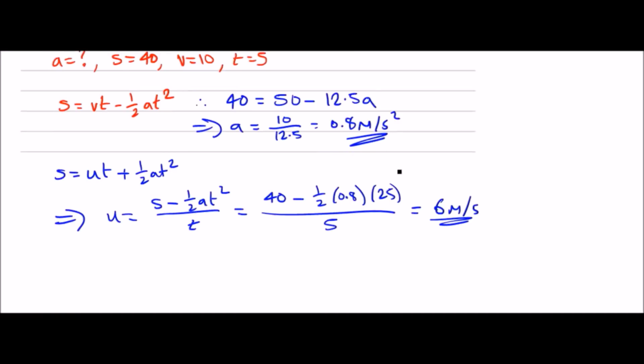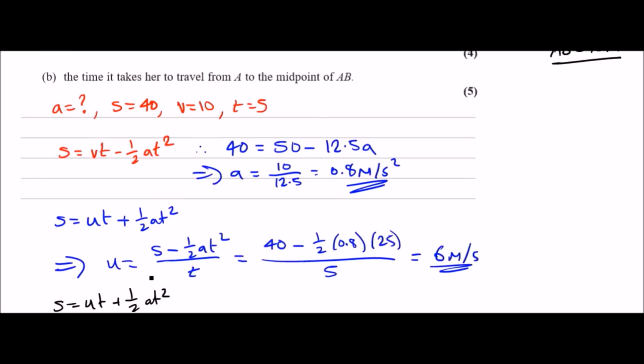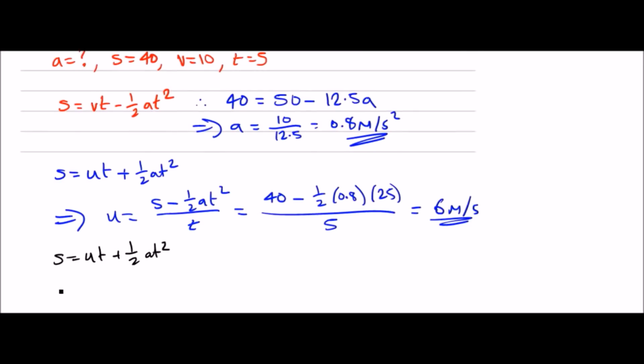Using the same equation, S equals UT plus half AT squared, the aim is to find the time. Let's plug in everything we know. The distance to the midpoint is 20, so this equation becomes 20 equals 6T plus half AT squared. Half of A, which was 0.8, is 0.4, so 0.4T squared.